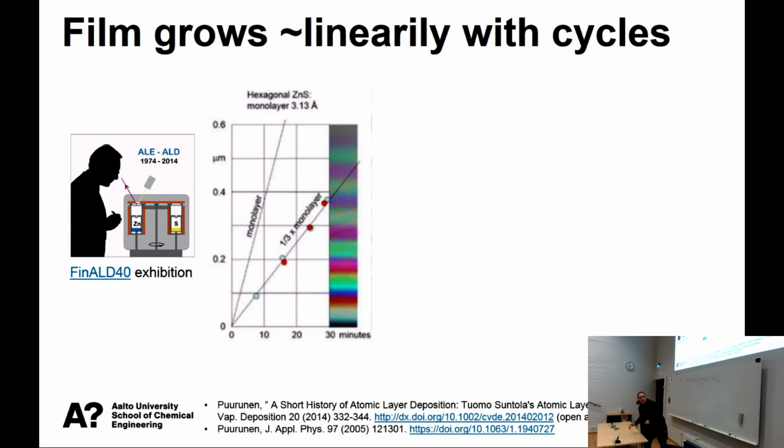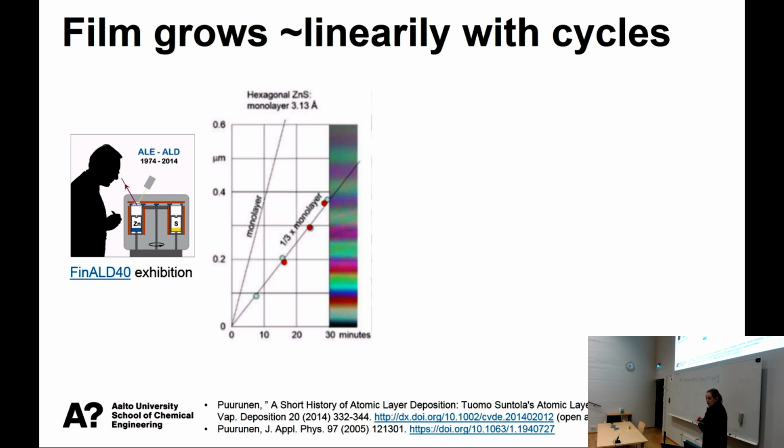And here is a reconstruction of the very first experiment in '74. That's a silhouette photograph of Suntola taken a few years ago by myself. And then it's a reconstruction of the reactor. So Suntola came up with the idea to just evaporate metallic zinc and elemental sulfur and bring these to a surface one at a time. Or actually, he had a rotating reactor where he brought the surface to these reactants one at a time. It rotated, I think, 2 times per second.